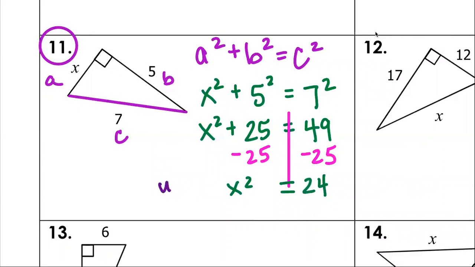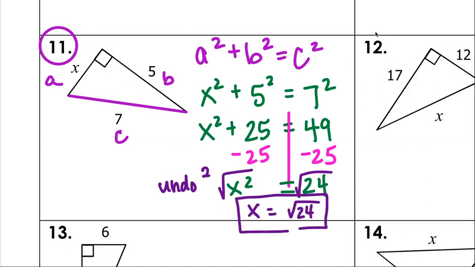We now need to undo the square. 24 is not a perfect square, so our answer is going to be the square root of 24.